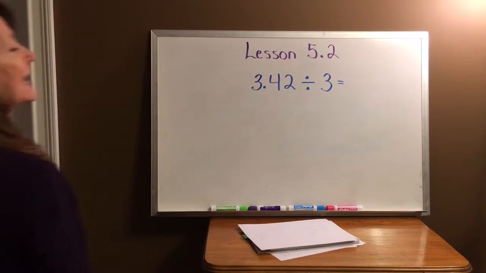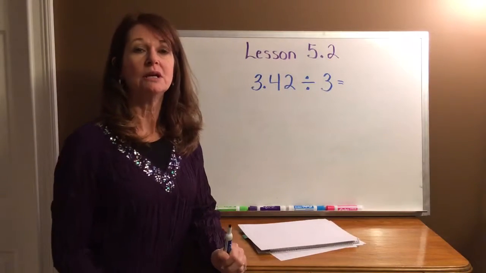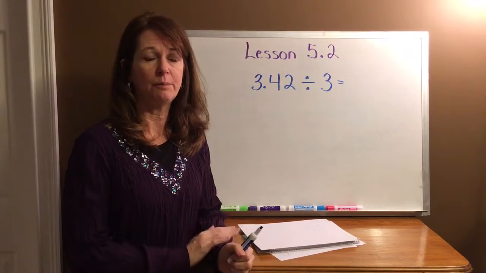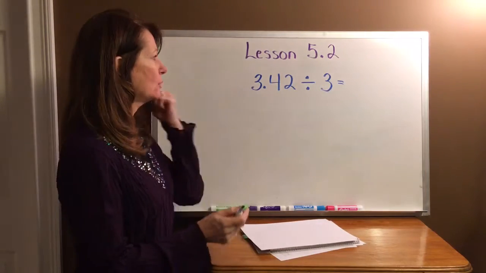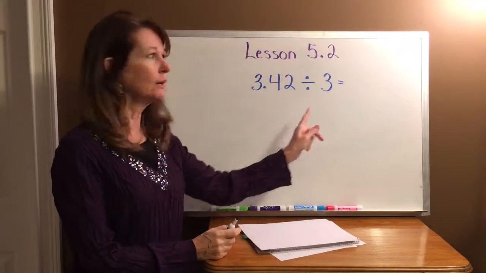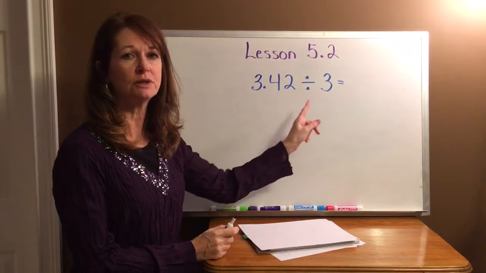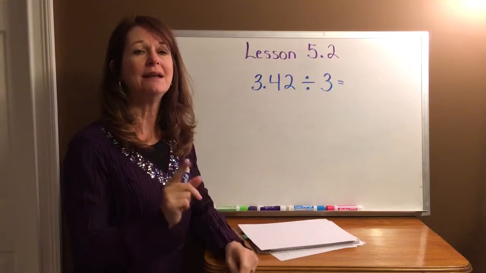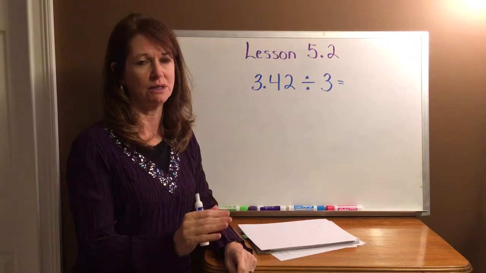All right, dividing decimals by whole numbers. We are no longer working with the powers of 10. You can see now we're taking a whole number, 3, and we're dividing 3 and 42 hundredths by the whole number 3. It's not just a matter of moving the decimal point anymore.